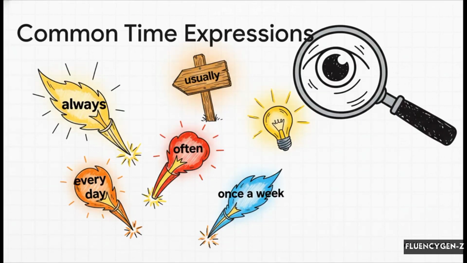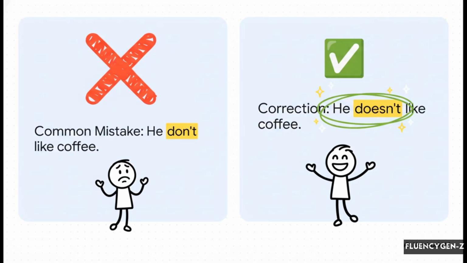Oh, and keep an eye out for these words. They're like little signal flares. When you see words like always, every day, or on Fridays, that's a huge clue that you should probably be using the present simple. They practically scream routine. Okay, let's talk about probably the most common mistake learners make, saying he don't. But hey, you know the rule now, right? The subject is he, so that helper verb has to be does. He does not, or as we'd almost always say when we're talking, he doesn't.